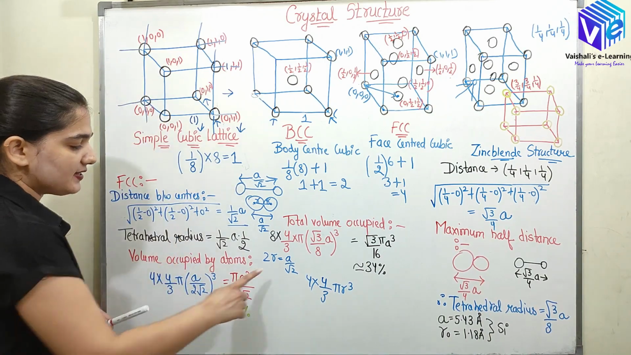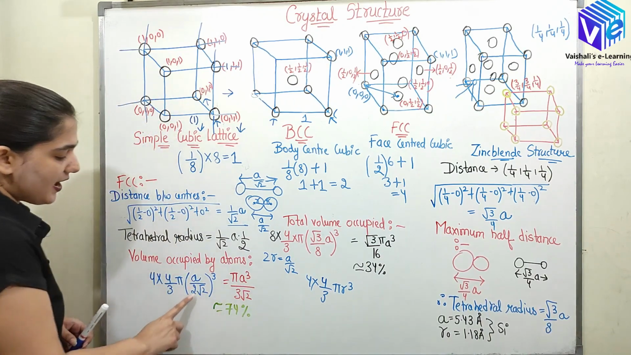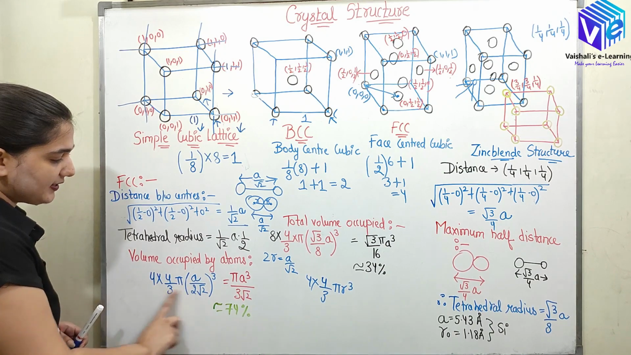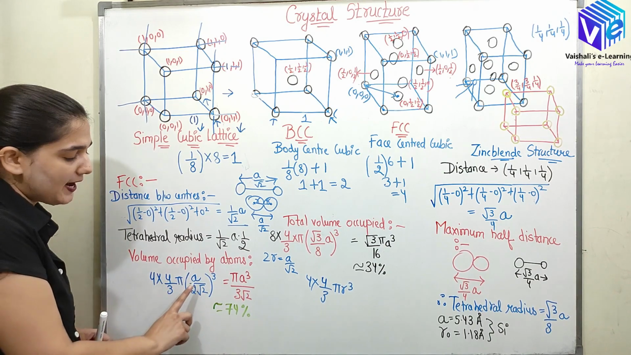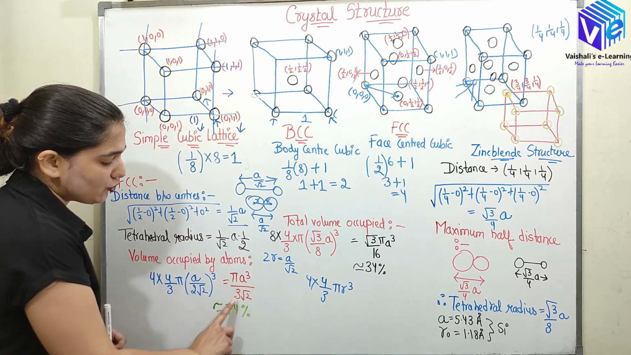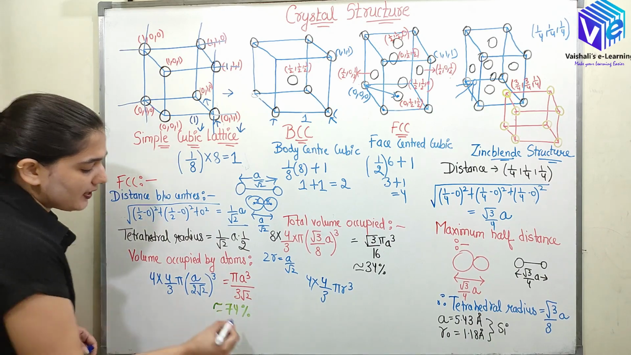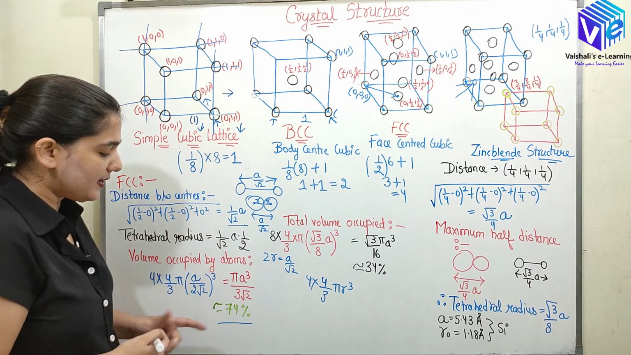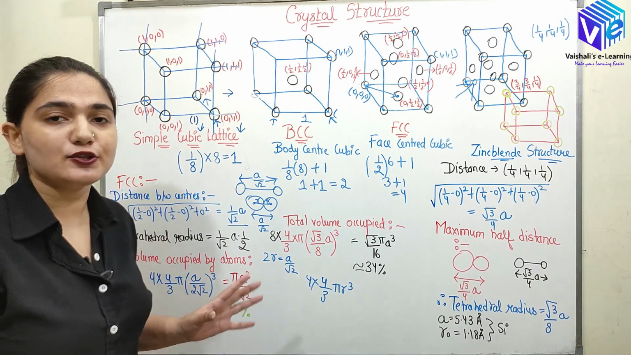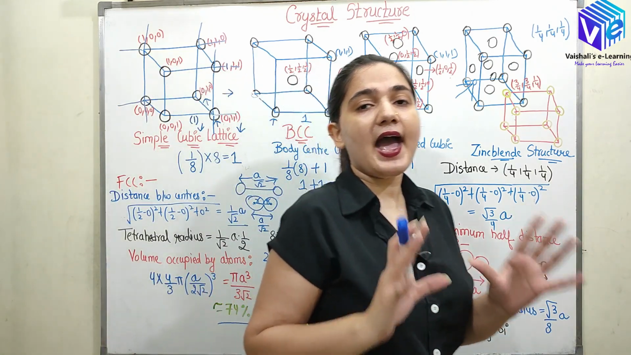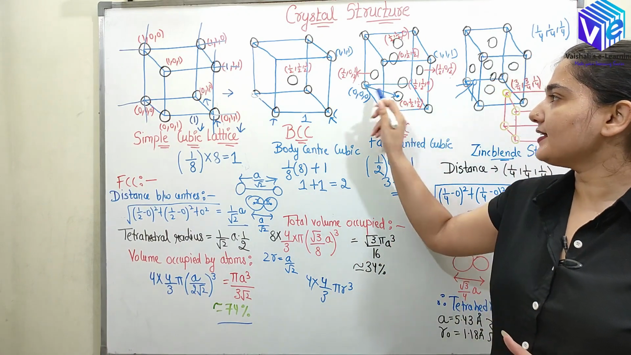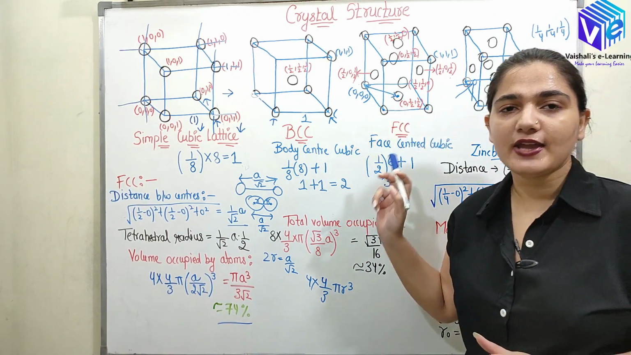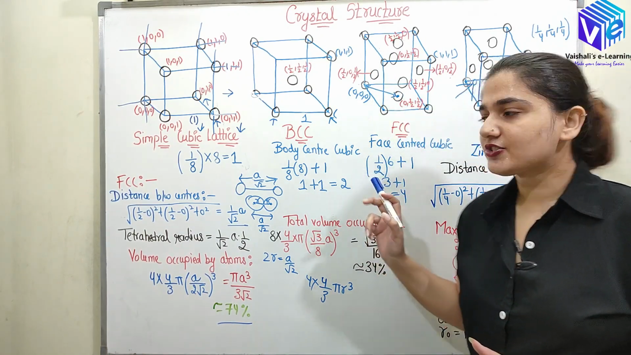Now I will be replacing the value of r, which is a upon 2 root 2. So this will give me the effective volume occupied by the atom, which is pi a cube upon 3 root 2. So here if I find out this in the percentage, it will be equal to 74%. So I can say atoms have occupied 74% of the area in the FCC structure.